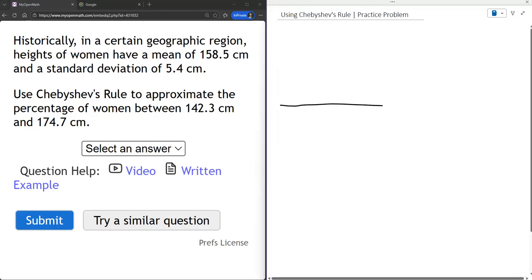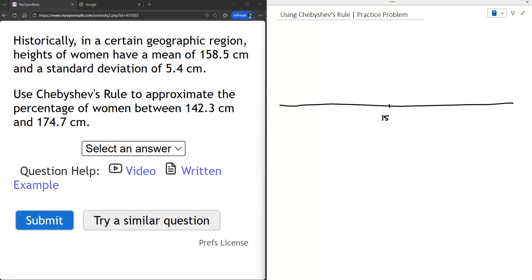Let's begin by drawing the x-axis representing all possible values of heights. Let's mark the mean right in the middle, which is 158.5, and let's draw the intervals corresponding to one standard deviation by repeatedly adding the standard deviation to the mean and subtracting it at least 3 or 4 times.